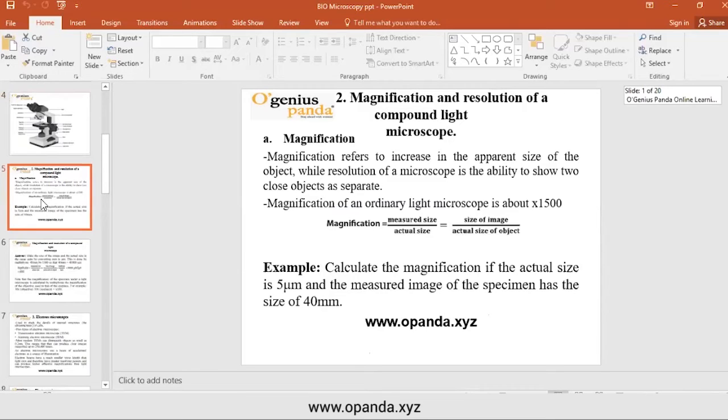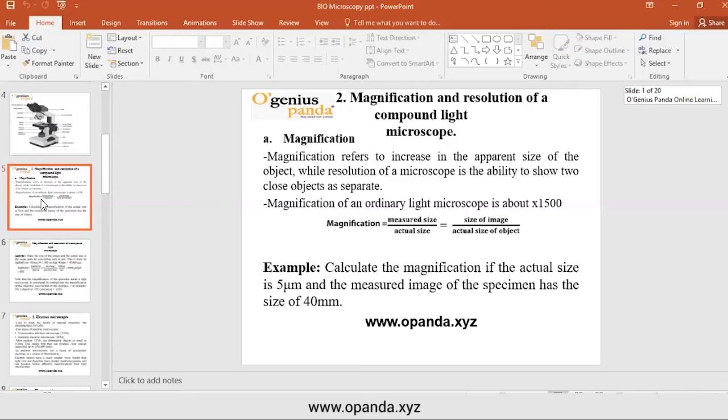Magnification refers to increasing the apparent size of an object, while resolution of a microscope is the ability to show two close objects separately. Magnification of an ordinary light microscope is about 100 to 1,500 times. Magnification by formula is measured size over the actual size, which is also equal to the size of the image over the actual size of the object.